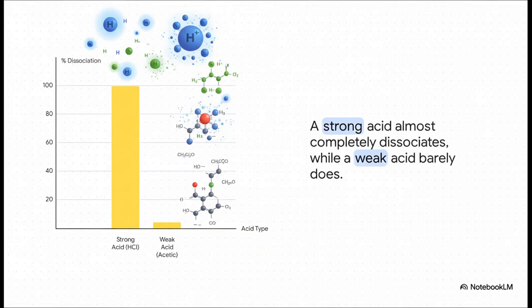Just look at this chart. It shows the difference perfectly. A strong acid, like the hydrochloric acid in your stomach, almost completely dissociates. We're talking nearly 100% of its molecules donate their protons. That creates a really high concentration of those reactive hydronium ions. But a weak acid, like the acetic acid in vinegar, is way more stingy. Less than 5% of its molecules actually dissociate, so you get far, far fewer hydronium ions.